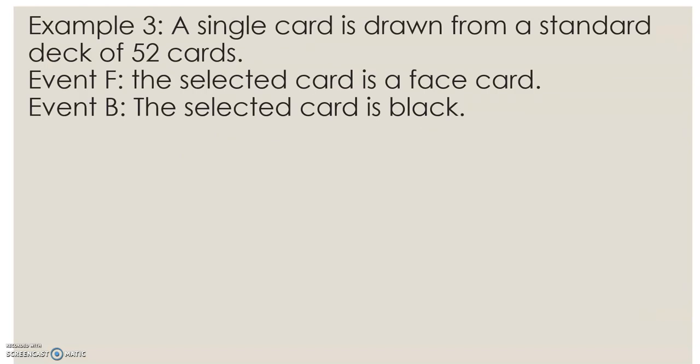Example 3. A single card is drawn from a standard deck of 52 cards. We're going to call event F the selected card being a face card, and event B the selected card is black. Probability of B, so the probability of choosing a black card is 26 out of 52, 1/2. Probability of F, so the chance of selecting a face card is 12 out of 52, which is 3 out of 13.